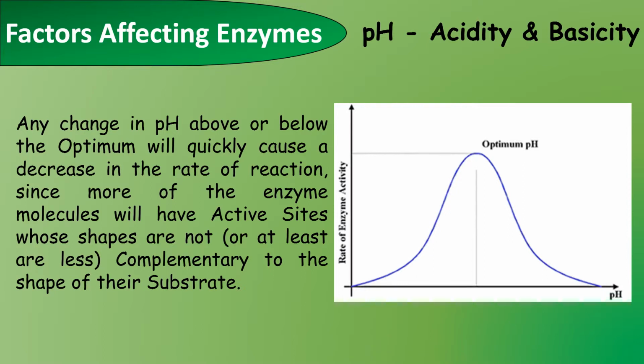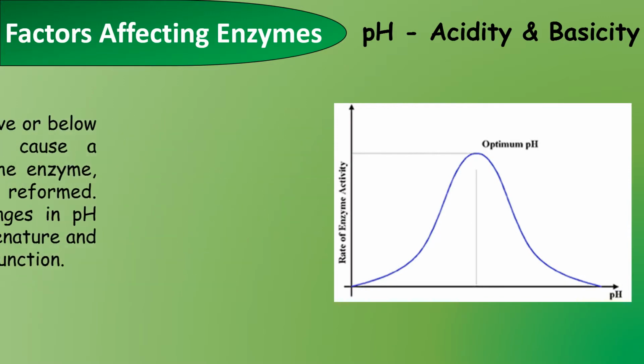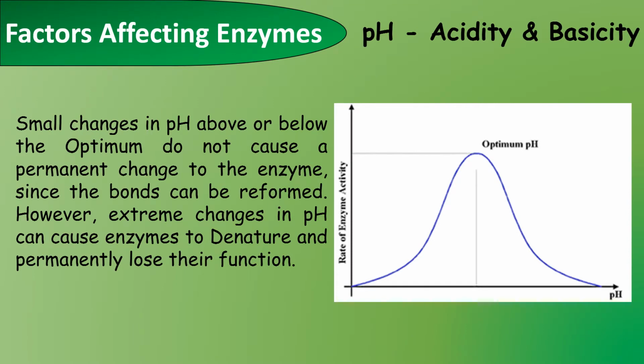Any change in the pH value above or below the optimum will quickly cause a decrease in the rate of reaction, since more of the enzyme molecules will have active sites whose shapes will not be complementary to the substrate. Small changes in pH above or below the optimum do not, however, cause a permanent change to the enzyme, since the hydrogen bonds can be reformed. However, extreme changes in pH can cause the enzymes to be permanently denatured and lose their function.